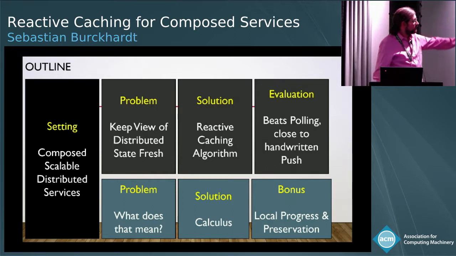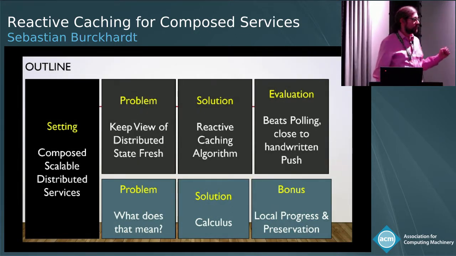But to me, the interesting starting point is the world of composed, scalable, distributed services, because this is the world we're moving into. A lot of programs are written that way. In that world, one thing we can look at is this problem of keeping a view of distributed state fresh. So a very specific problem.